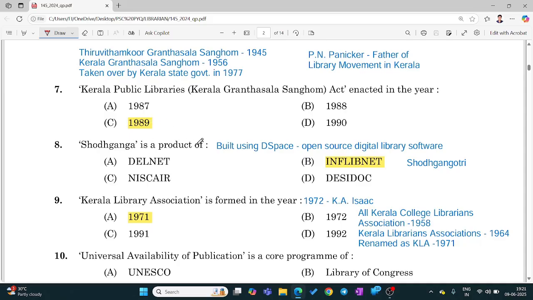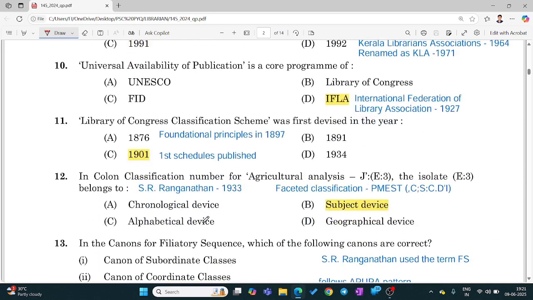Shodhganga is a product of INFLIBNET. Kerala Library Association is formed in the year 1971. Universal availability of publication is a core program of IFLA. Library of Congress classification scheme was first devised in the year 1901.